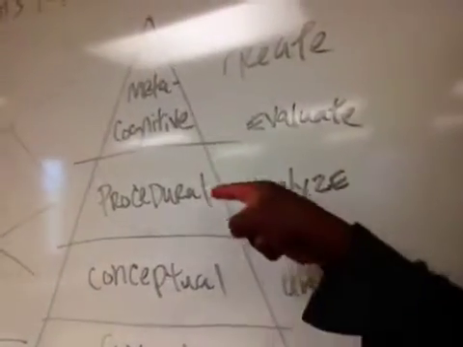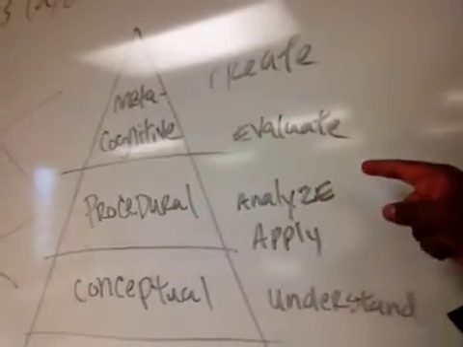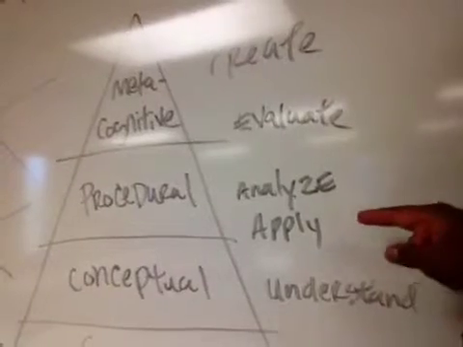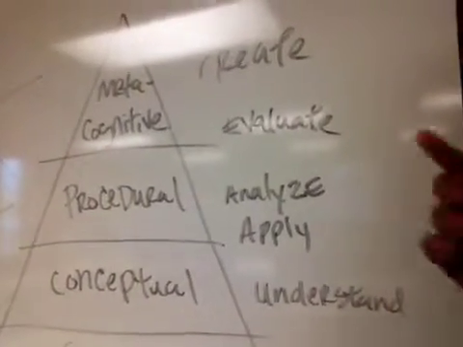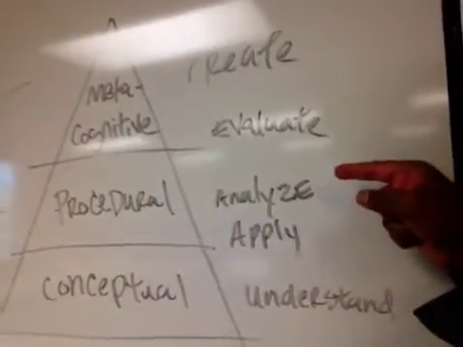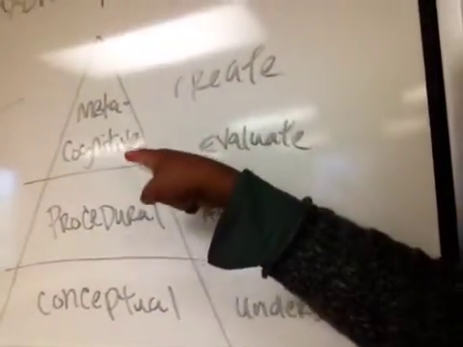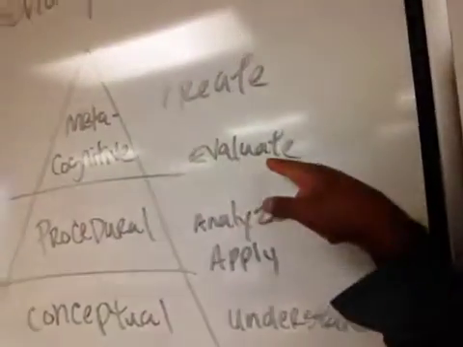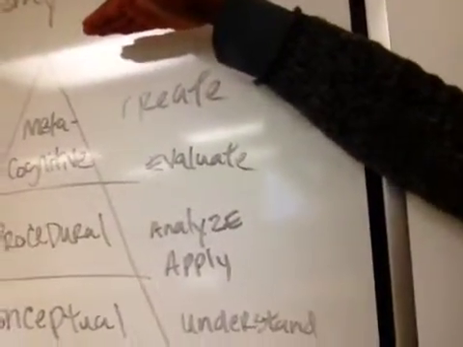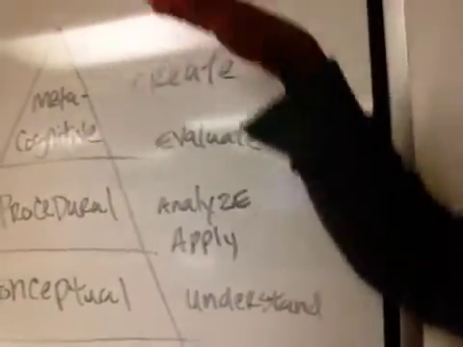And then we're looking for procedural, or we're looking for them to analyze and apply what they've learned, or demonstrate that to us. And once they're able to do that, then we get into the metacognitive domain, where students are able to create things and evaluate things. And so this is the highest level of learning according to Bloom's taxonomy.